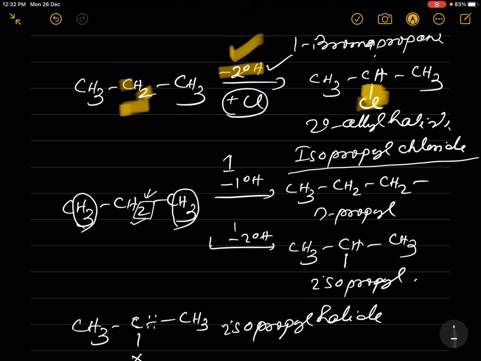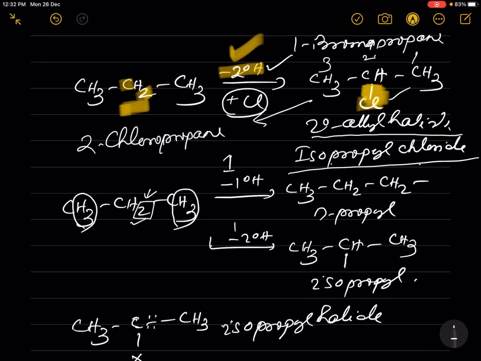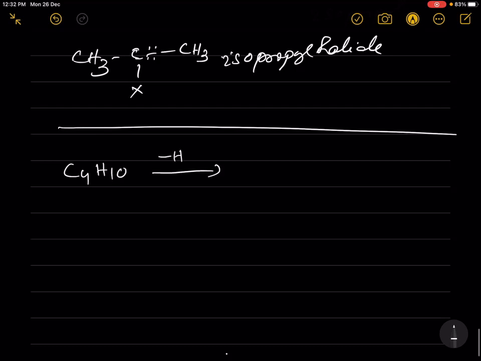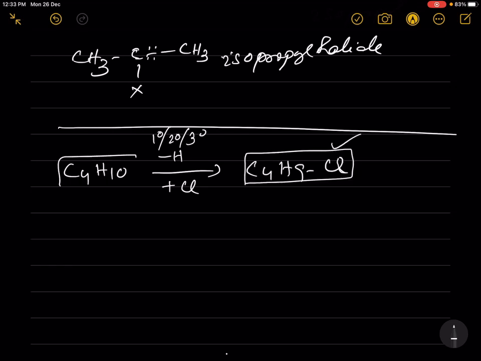Why? Because this is a chlorine atom, this is secondary alkyl halide, this is isopropyl chloride, and its IUPAC name is 2-chloropropane. Then for C4H10, we can remove one hydrogen atom, whether it is primary, secondary or tertiary. Then a chlorine atom will substitute that hydrogen atom, so we'll get C4H9Cl. So C4H10 will give C4H9Cl.